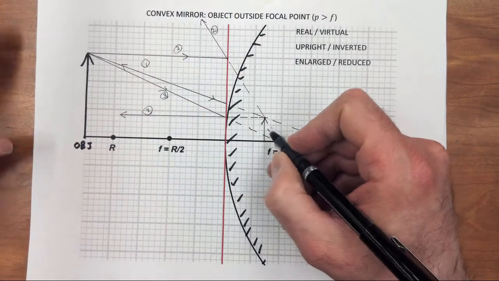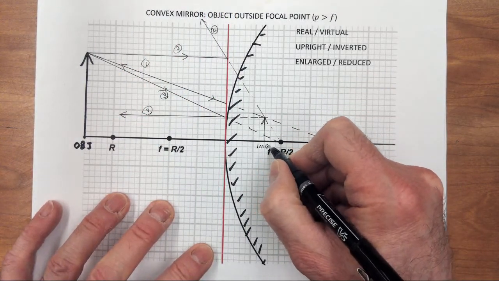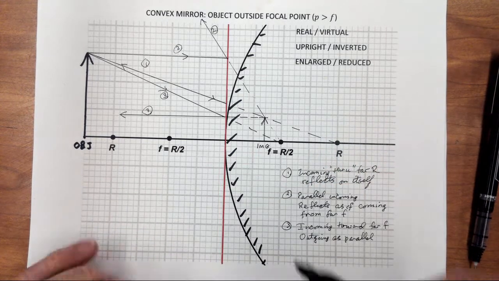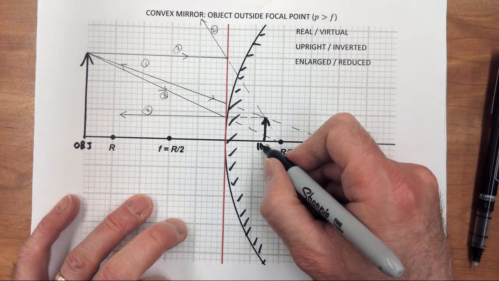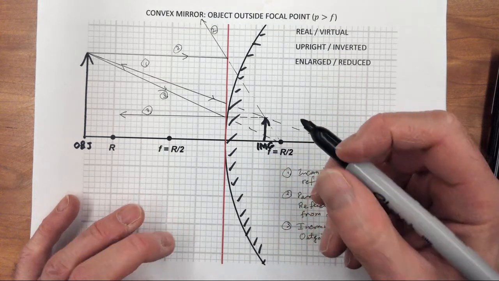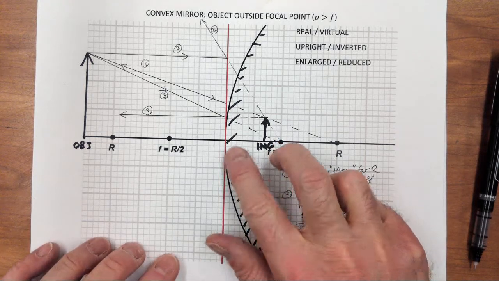It's on the dark side of the mirror, so it never really forms. But I'm going to write here image. In fact, let's get out the Sharpie and make it official. There it is. There's my image. So it's inside the far focal point right here.